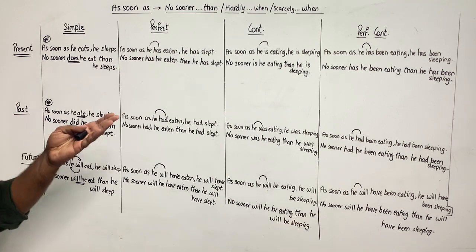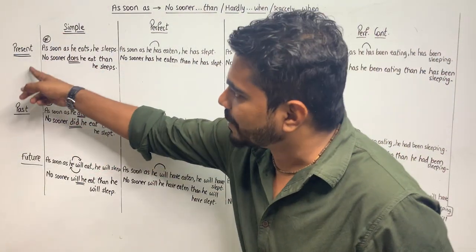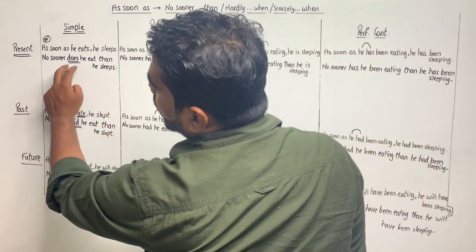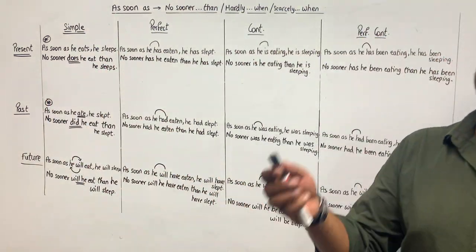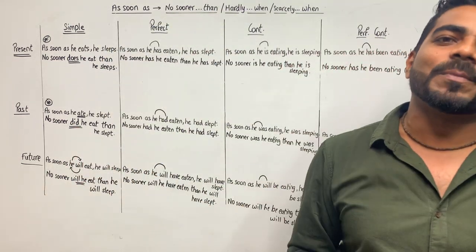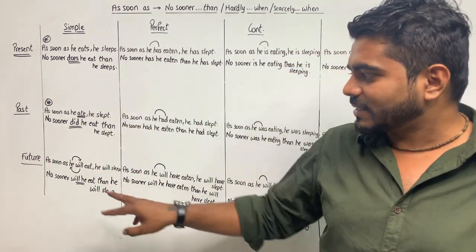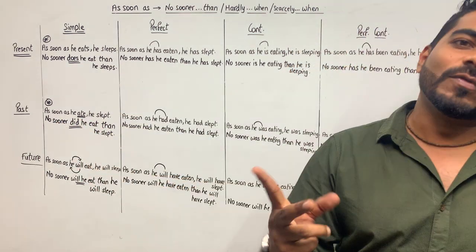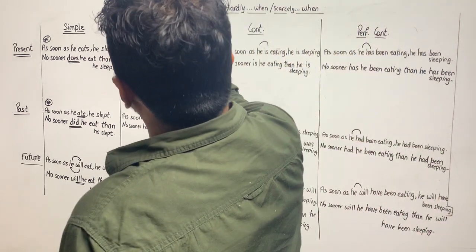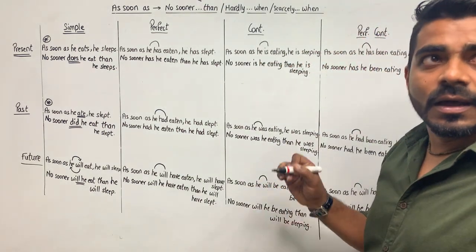Okay, a very simple topic. The only two different answers are in simple present tense and simple past tense. In simple present tense, we added the word does, because it is in the simple present tense. Similarly, we added the word did because it is in the simple past tense. Present word and past word. Rest, you just interchange: he will become, will he, and so forth. Alright, so I hope you have understood as soon as to no sooner than.